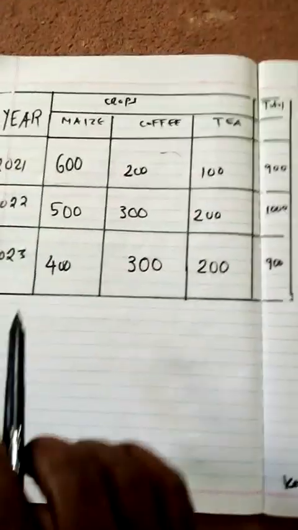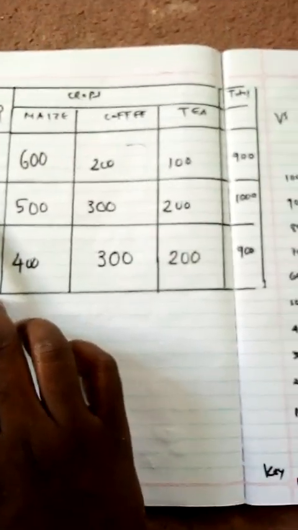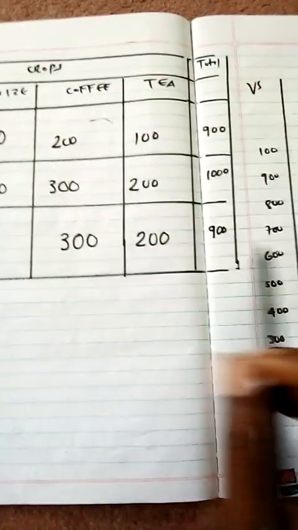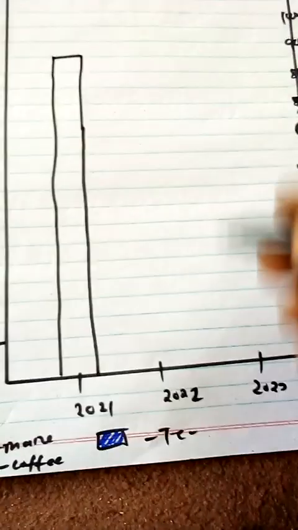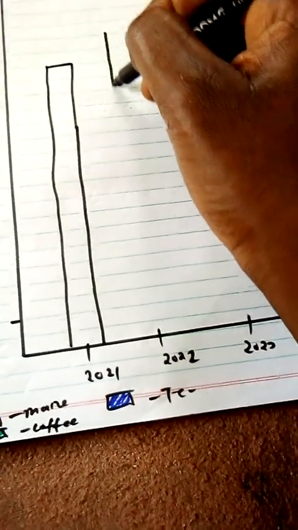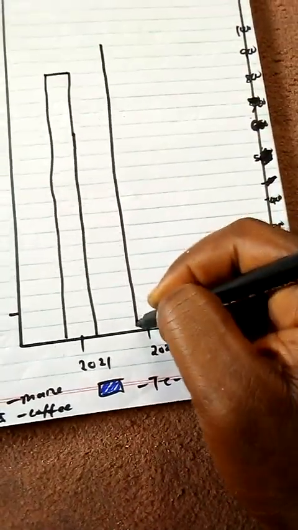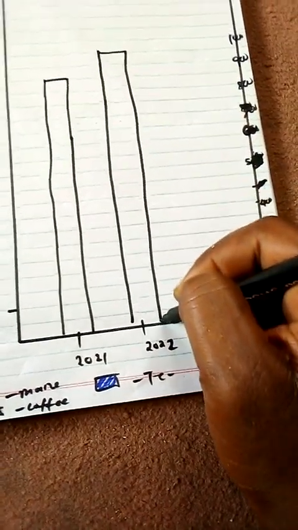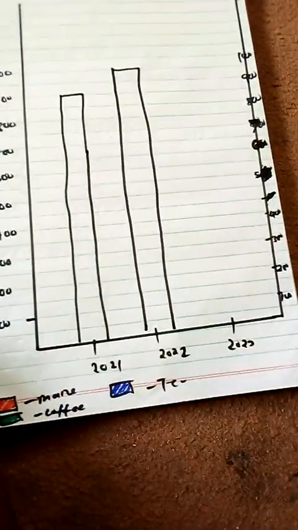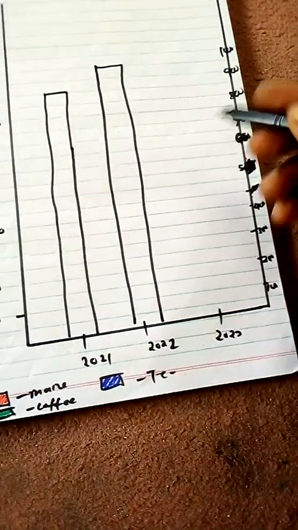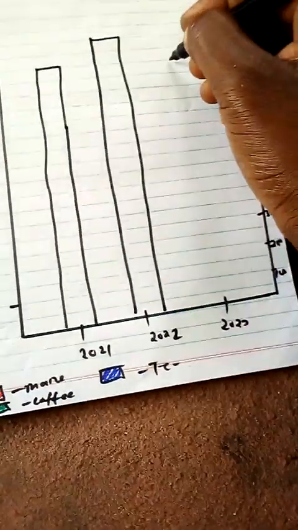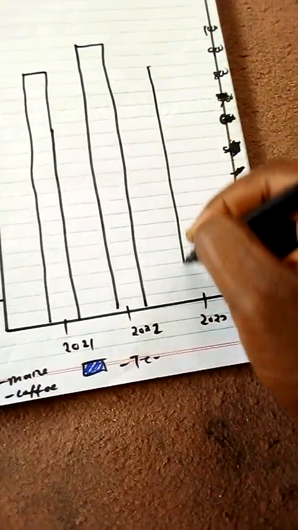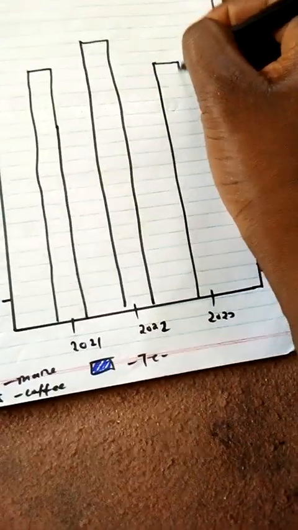Again, for the second year, 2022, the total is 1000. So we draw a bar graph from this year to 1000, a full bar graph, by using a ruler. You should draw by using a ruler there. And for the last year, 2023, the total is 900. So also we'll draw a bar graph up to 900.